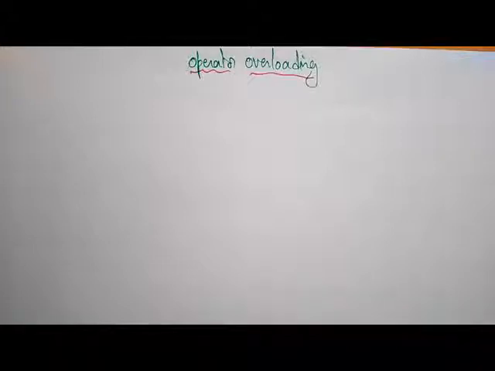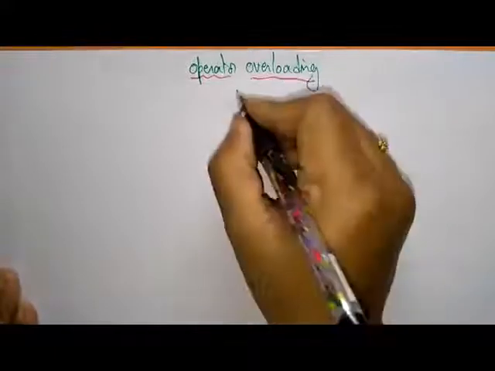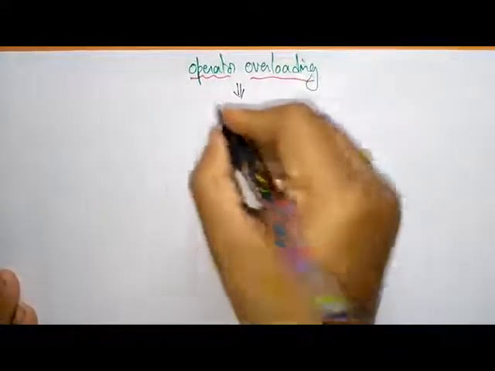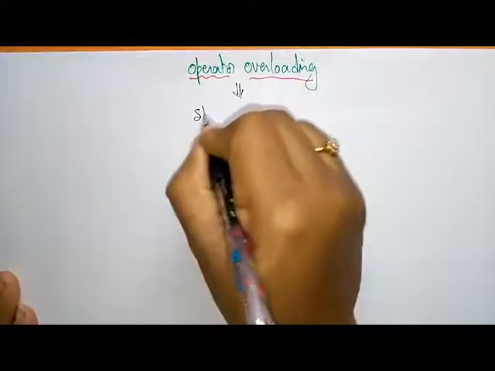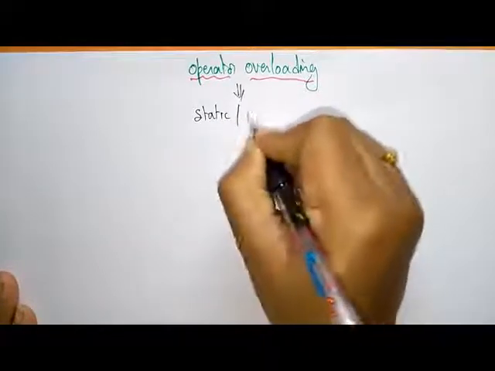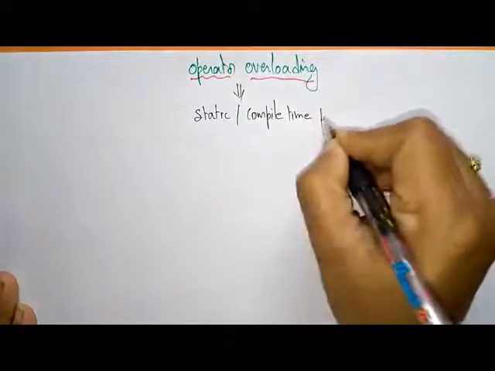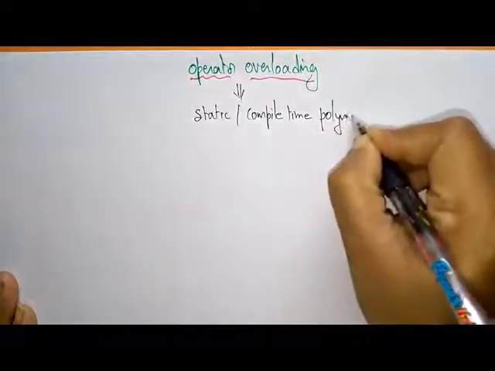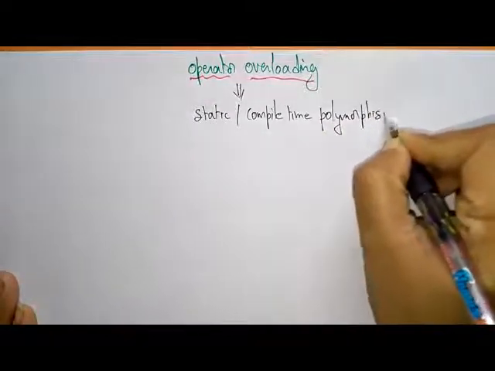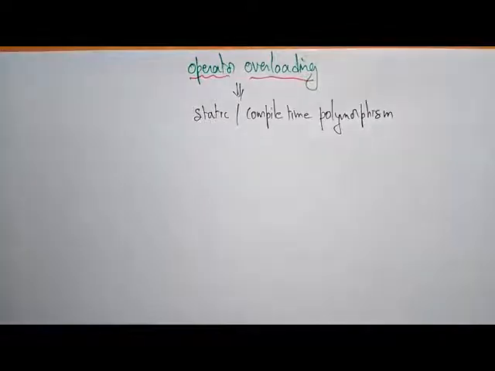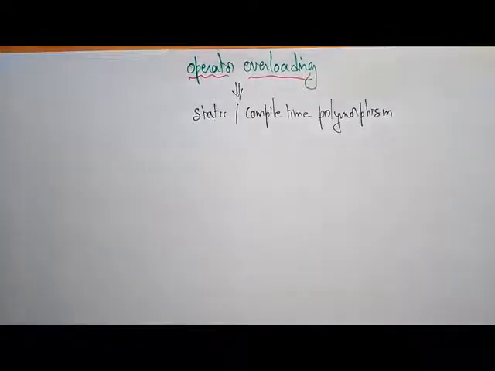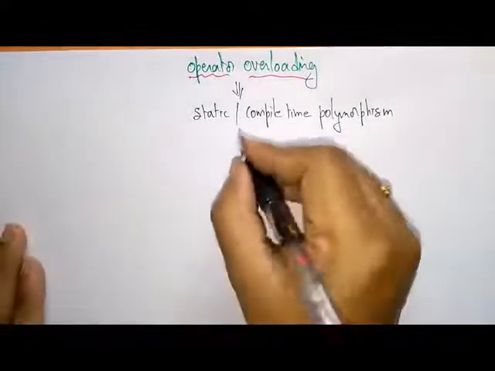Hi students, coming to the next topic, that is operator overloading. This operator overloading is an example for static or compile time polymorphism. So this operator overloading can exist only at the compile time polymorphism. It is a type of polymorphism in which an operator is overloaded.